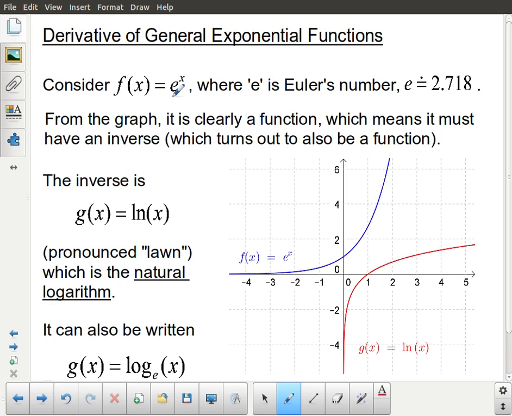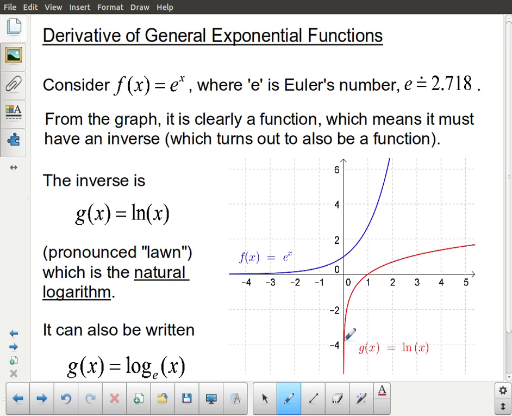So if we have e to the x and we were to graph e to the x, we end up with an exponential graph. And that we know is a function. All exponential graphs are going to be functions, meaning they pass the vertical line test. But if this is a function, we should be able to take its inverse. So we can do that, and I showed you that in the previous pages. And if we take the inverse of this by swapping x and y coordinates, we actually end up with this red line. And that red line is also a function.